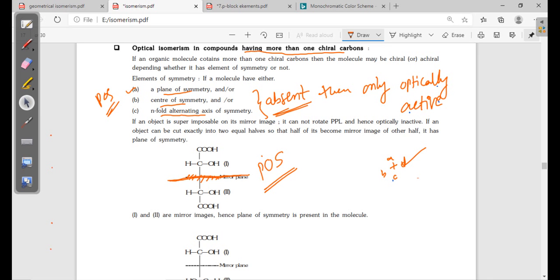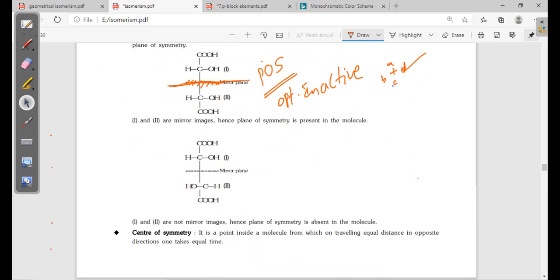So if plane of symmetry is there, it means optically inactive, right? Next, the second compound you can see. Here the same mirror image is not there. Here OH is on this side, and there OH is on that side. So these are not mirror images. Hence plane of symmetry is absent. I'm talking about plane of symmetry. So is it optically active or not? We don't know. Again, we have to check it.